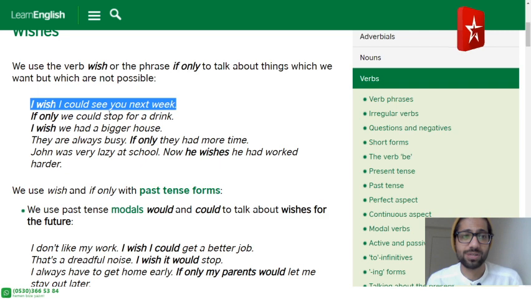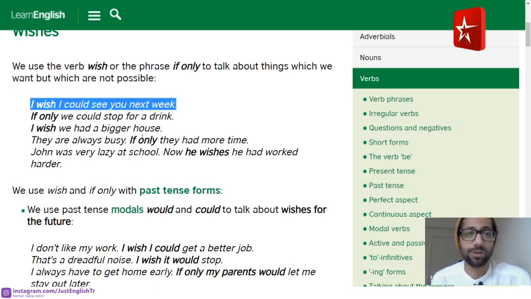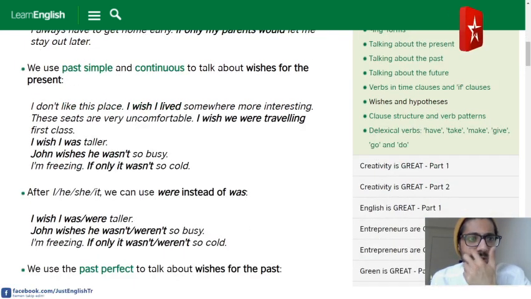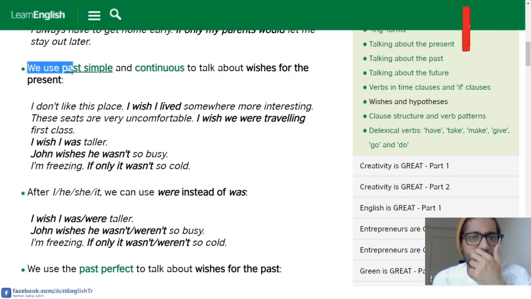I wish I could see you next week. If only we could stop for a drink. I wish we had a bigger house. And so on. Let's see here. Let's do this here because it's about our topic.